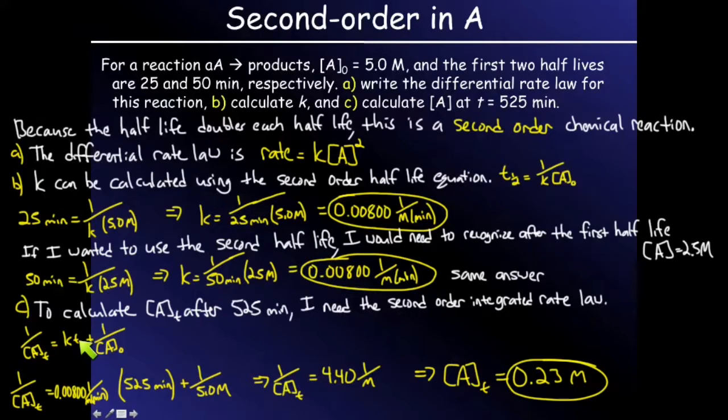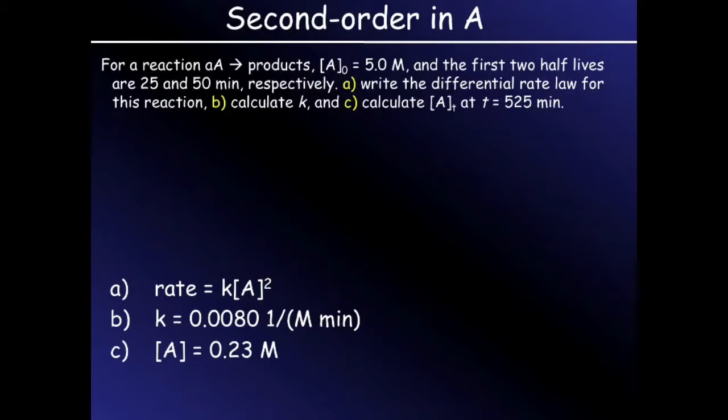So I will plug in the K value that I determined, plug in my time for which I'm attempting to solve for the concentration, and then plug in 1 over the initial concentration. This gives me a numerical value that is equal to 1 over the concentration. Don't forget that when you use this equation, you are solving directly for 1 over the concentration. So I would need to take the reciprocal of that to get my concentration at time t being 0.23 molar.